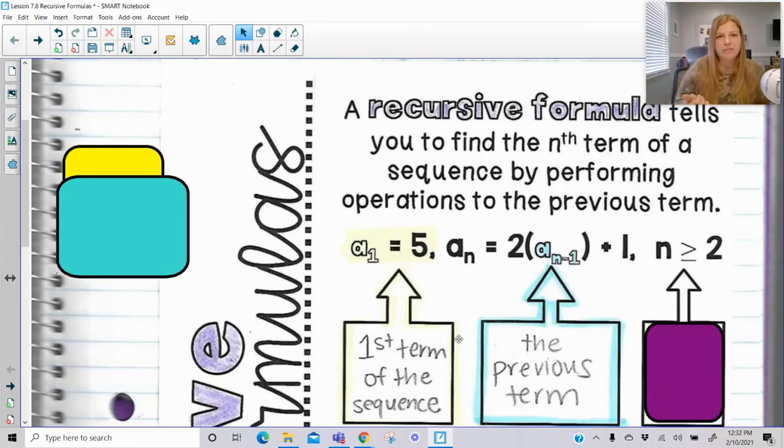We're not adding by 5s and that's done. We're not just multiplying by 3. Sometimes recursive formulas could look like that, but usually there's a lot more going on to it.